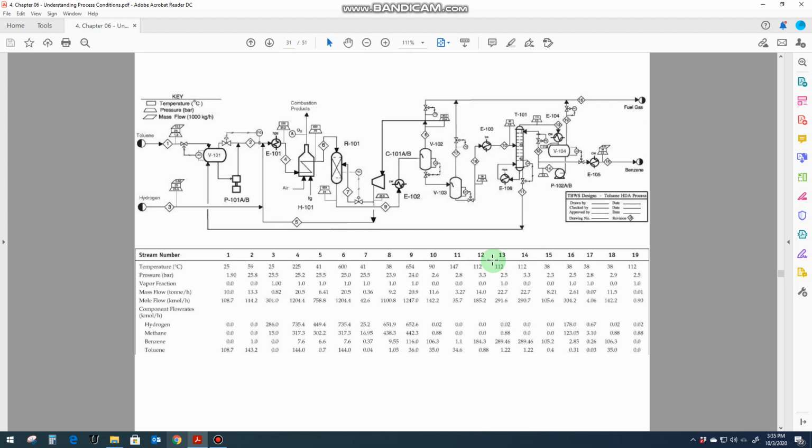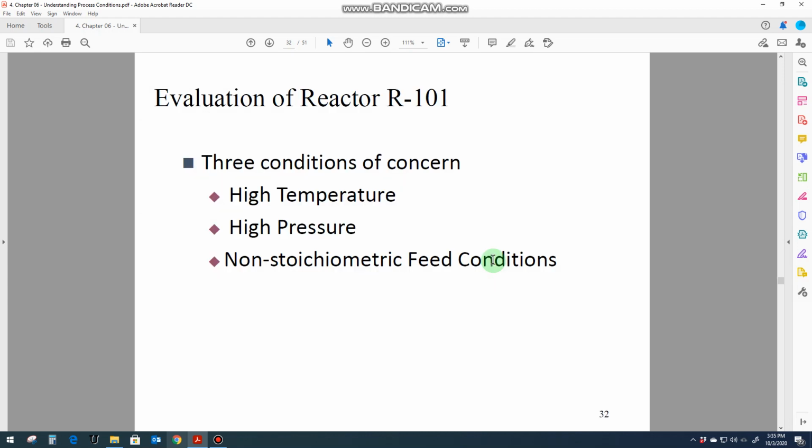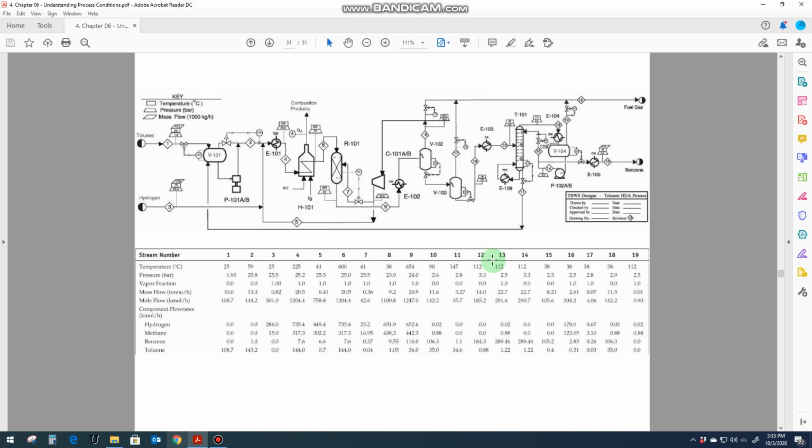Okay, so this is all for today, and next time we will start with the reactors and how we can evaluate the reactors. Okay, thank you everyone.